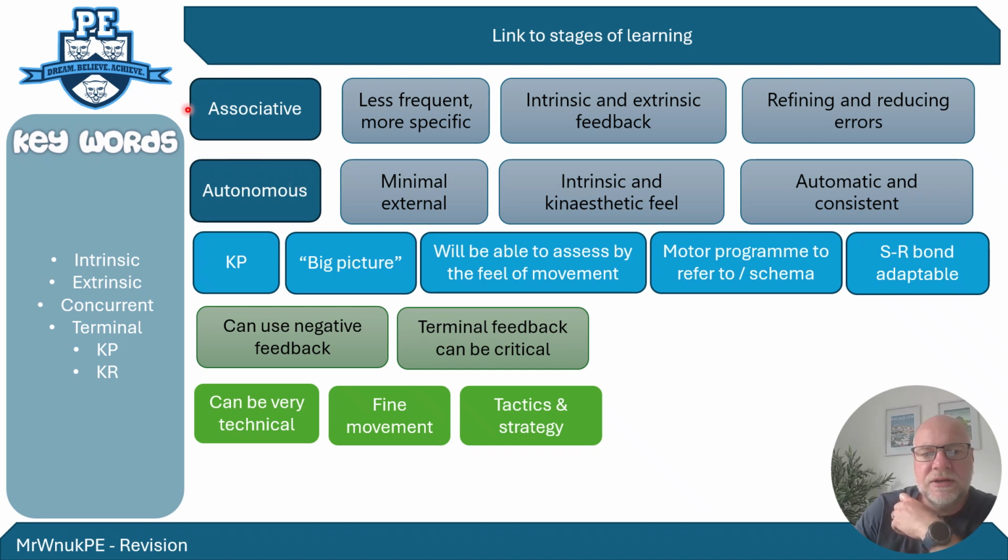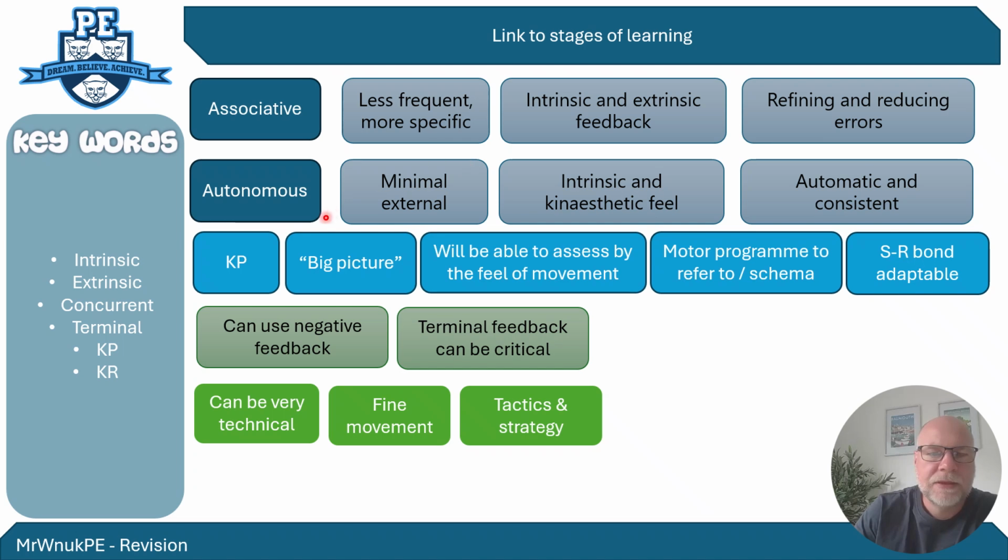So, like I said earlier, associative doesn't really have much information. They don't typically ask questions on it, but it's just worth knowing. It's sort of like the intermediate phase between cognitive and autonomous. But feedback is more specific, but less frequent. It can be both intrinsic and extrinsic. You start bringing intrinsic and extrinsic into it, and it helps refine the movement and reduce the amount of errors being made.